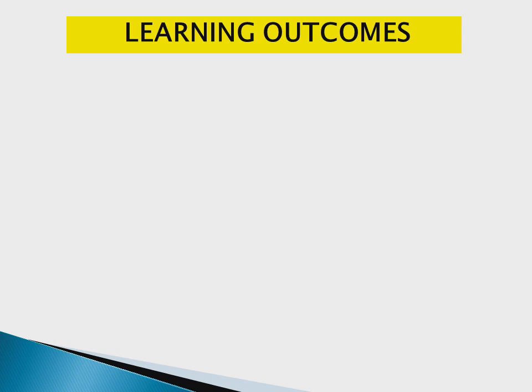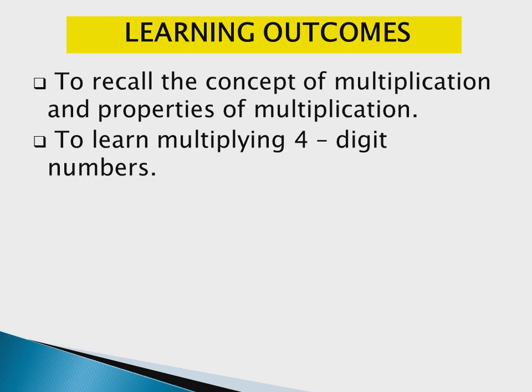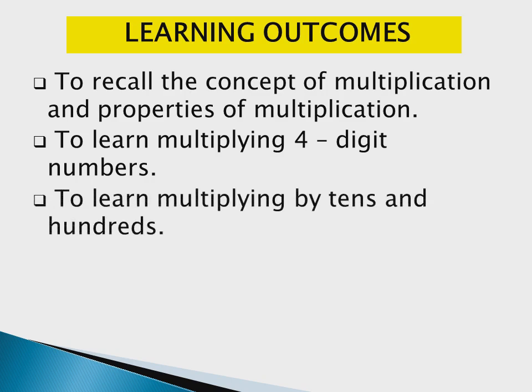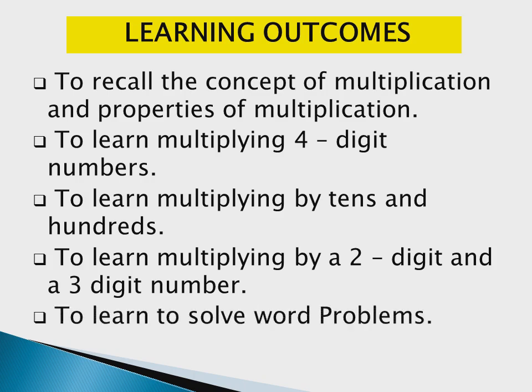Here are the learning outcomes, or the subtopics, that you are going to learn. First, to recall the concept of multiplication and properties of multiplication. To learn multiplying 4-digit numbers. To learn multiplying by tens and hundreds. To learn multiplying by a 2-digit number and a 3-digit number. To learn to solve word problems. Before we start our lesson, we will just go through what we have learnt in our previous class.